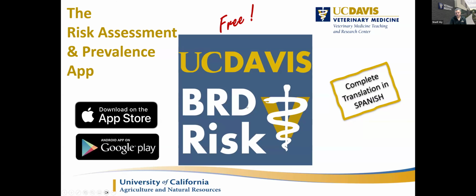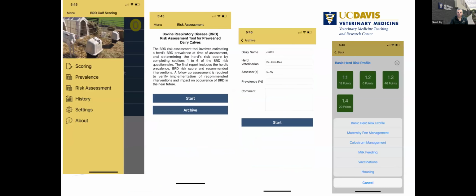So the UC Davis BRD Risk is currently online. I checked as of today, the iOS and the Android, and it's available for free also, and now has the Spanish translation for the risk assessment questionnaire, with the help of a lot of colleagues and translators. So let me walk you through it and see how far we can get.